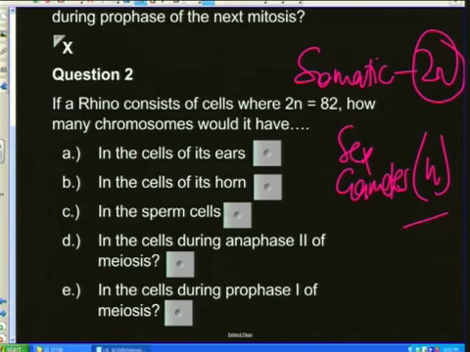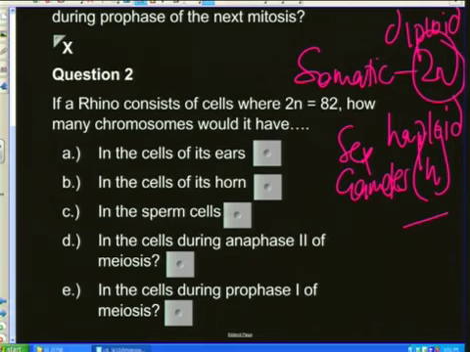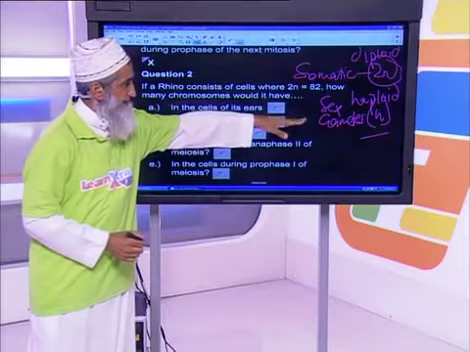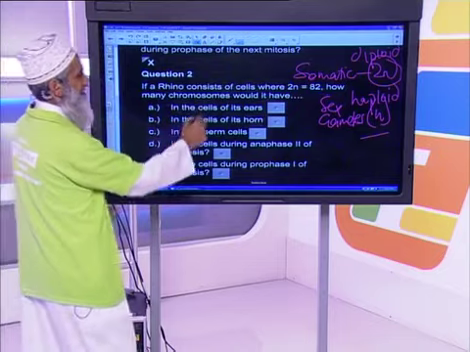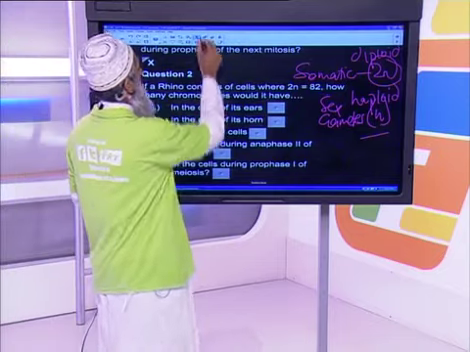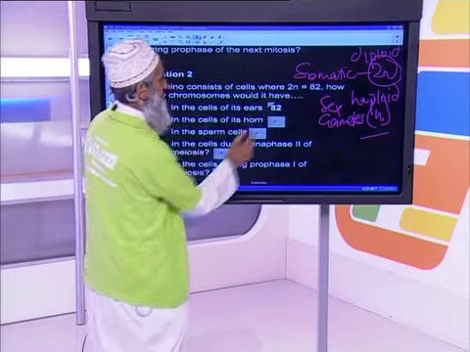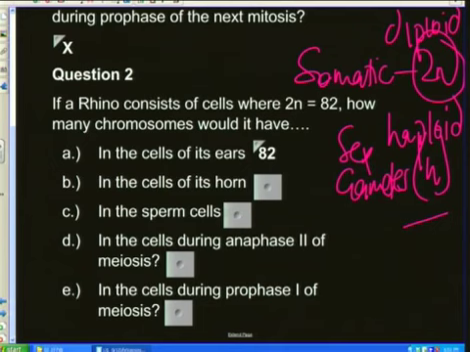Haploid. Diploid, let me write that so you know what I'm talking about. This now it's Greek to you. Haploid is N, diploid is 2N. Full set of chromosomes, 2N. Half, haploid, N. So in the cell of the ears, somatic cells, obviously it should be 2N, and therefore it should be 82. In the cells of its horn, also somatic cells, therefore it should also be 82. In the sperm cell, a sex cell, haploid, divide by 2, should be 41.